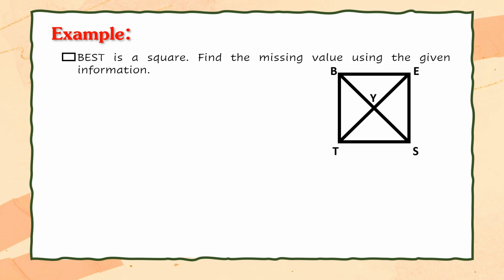So I have here the illustration of square BEST. The first information: if segment YE is equal to x plus 5 and segment BS is equal to x plus 25, find segment TE. As you can see, here is segment TE, that is one of the diagonals of the square. For us to find TE, we need to double YE, or multiply YE by 2.